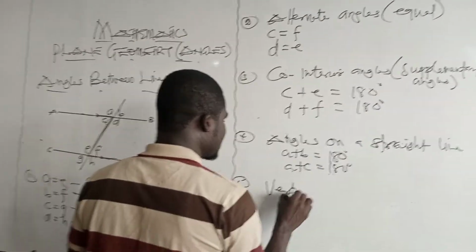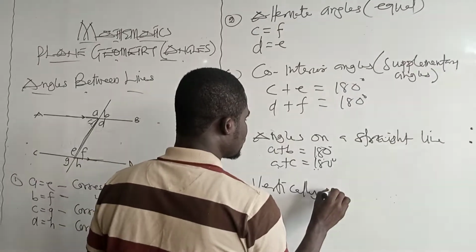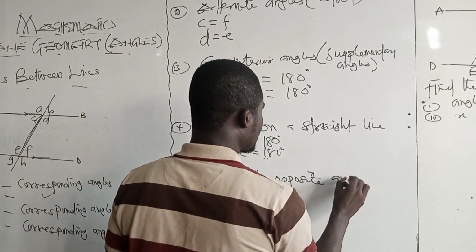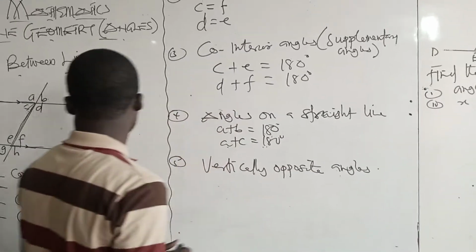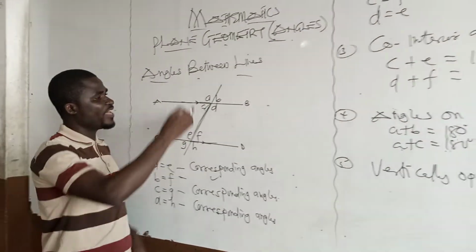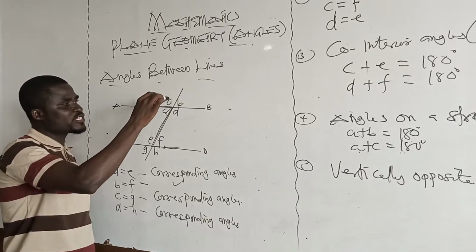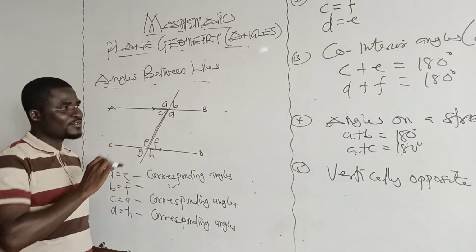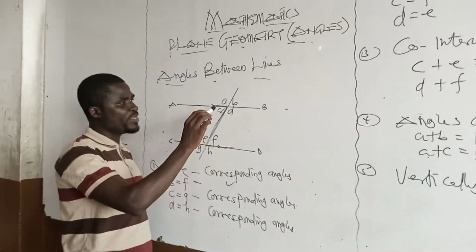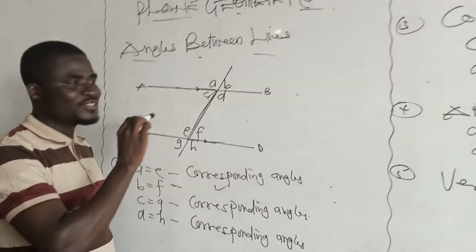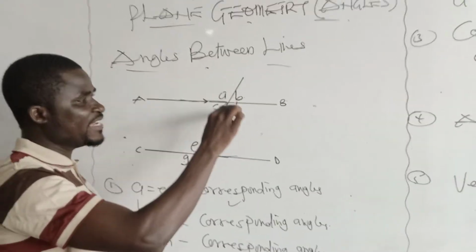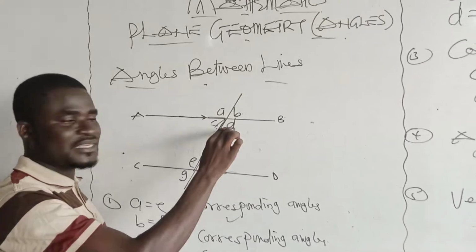Vertically opposite angles. Now, vertical opposite angles, we have A and D. A is equal to D because they are vertically opposite. Another vertical opposite angles here will be B and C. So B and C, they are vertically opposite. A and D, they are vertically opposite.